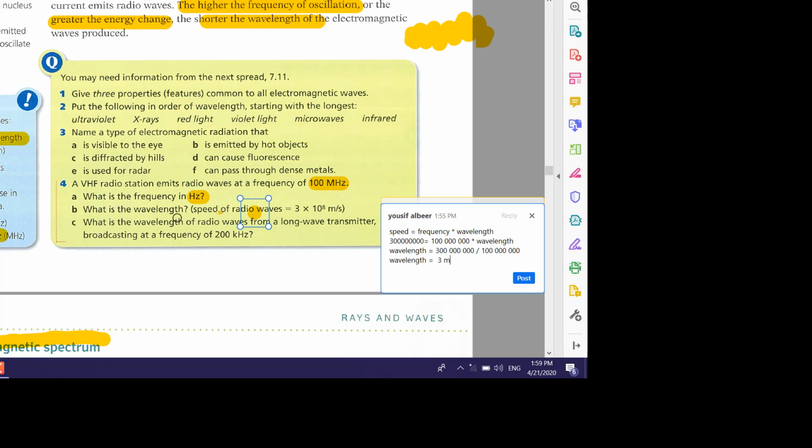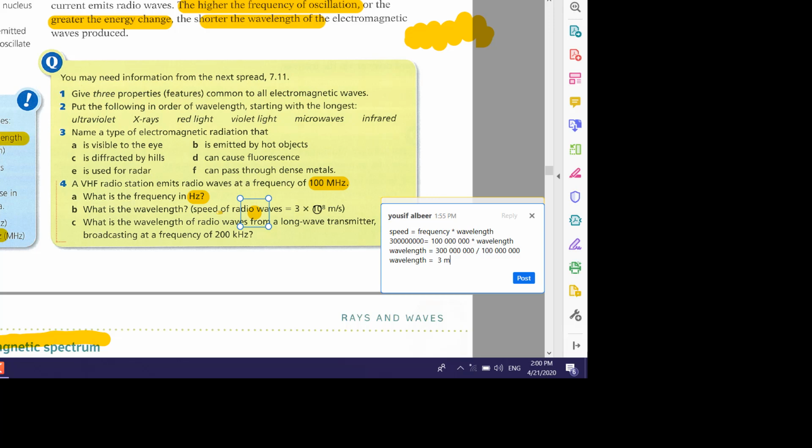B. What is the wavelength? The speed of radio waves equals 3 times 10 to the power of 8. To solve this question, we will use this equation: speed equals frequency times wavelength. So, first step, you write the equation. Then you replace the words with numbers. Instead of speed, you will write 300 million. Maybe you'll ask from where this 300 million comes. It's this one, 3 times 10 to the power of 8.